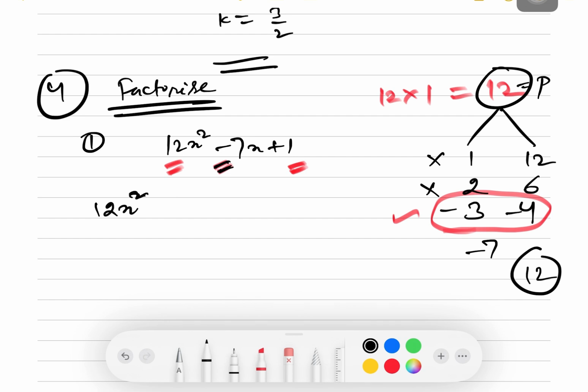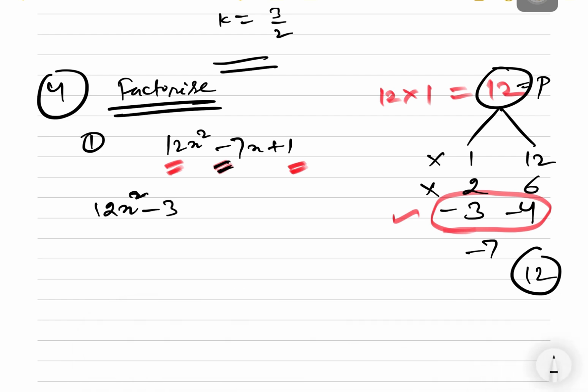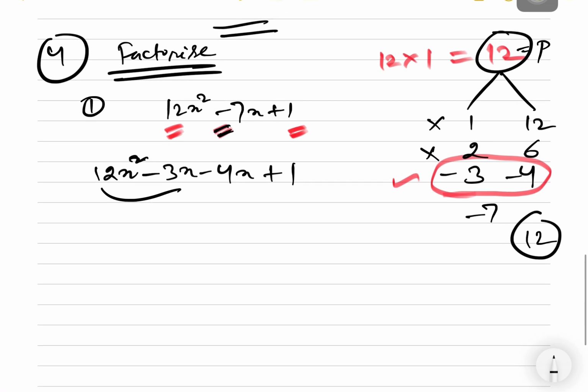So I will split the middle term. What is my middle term? Minus 7x. Instead of minus 7x I will write minus 3x minus 4x, and the last term plus 1 I will write as it is.